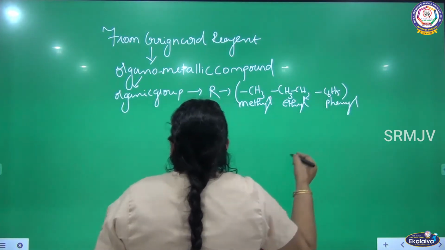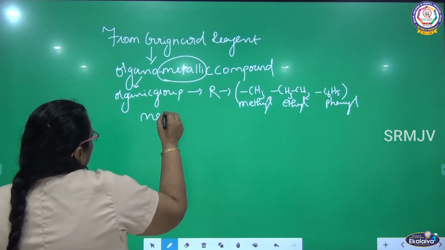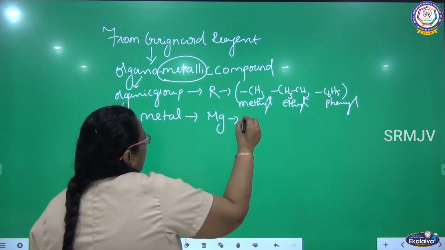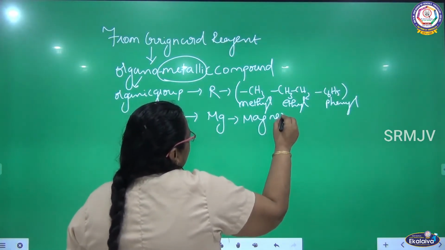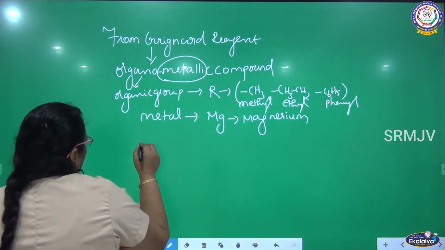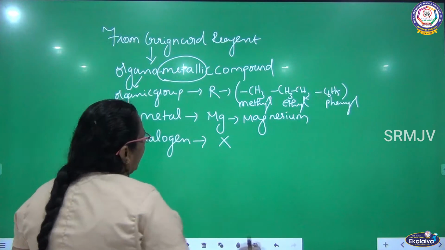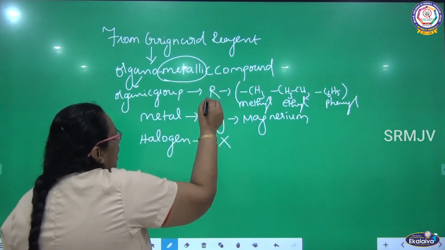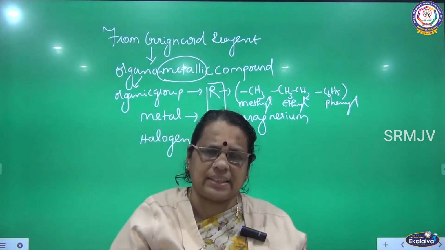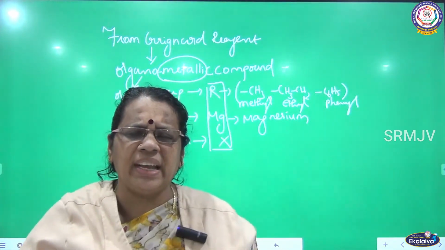Okay. And how can we indicate the metal? Usually it will have a metal also. Here I am using the metal magnesium, Mg, which is the symbol for magnesium. Apart from that, it will have a halogen also. Halogens are indicated by X. So in short, how can we represent the Grignard reagent? It is RMgX. RMgX is the symbol used to indicate Grignard reagent.